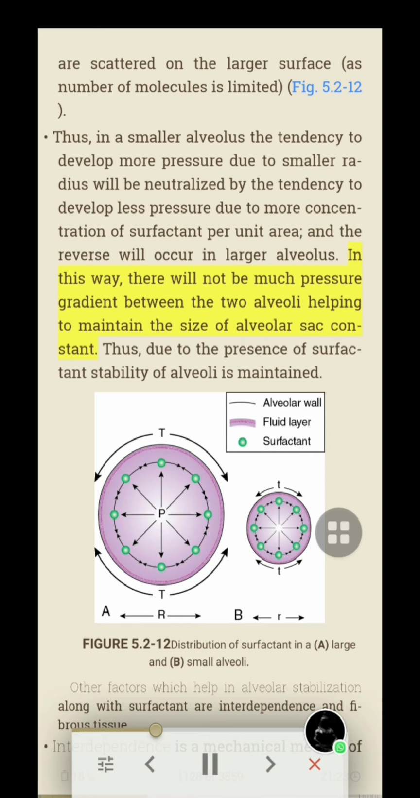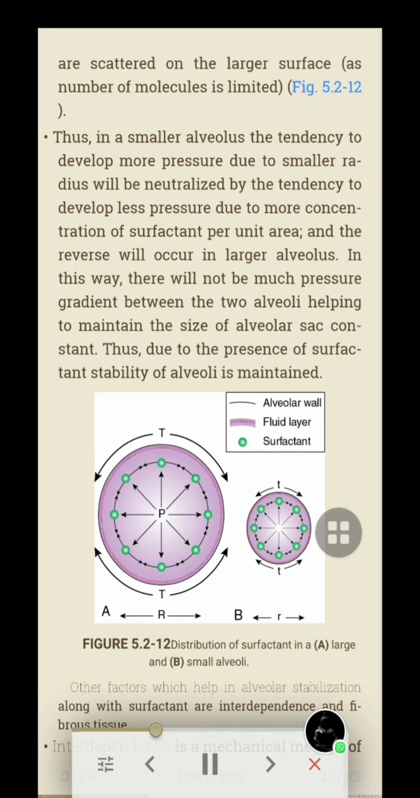In this way, there will not be much pressure gradient between the two alveoli, helping to maintain the size of the alveolar sac constant. Thus, due to the presence of surfactant, stability of alveoli is maintained. Figure 5.2-12: distribution of surfactant in A. large and B. small alveoli. Other factors which help in alveolar stabilization along with surfactant are interdependence and fibrous tissue.